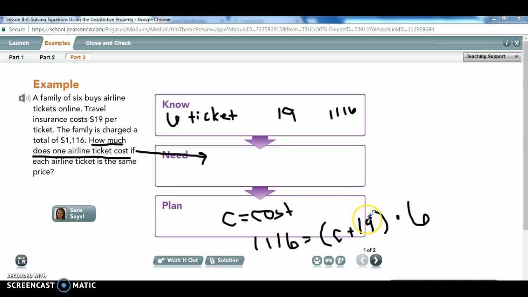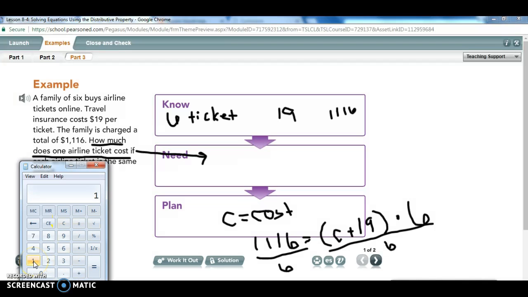So what I need to do to solve this problem is take 6 times how much is in here. I can't do that yet though, just because I don't know what C equals. So I have to go into solving my equation. What I would do is, since multiply by 6 is kind of off to the side, I would divide by 6 on each side. So divide by 6, divide by 6. I pulled up the calculator so I could show 1,116 divided by 6. That equals 186.